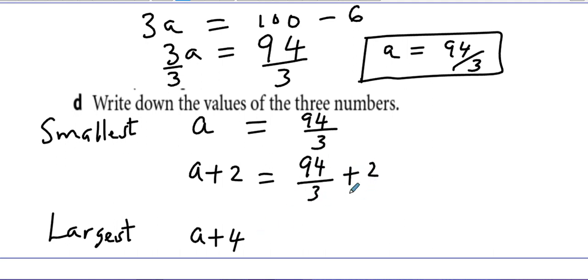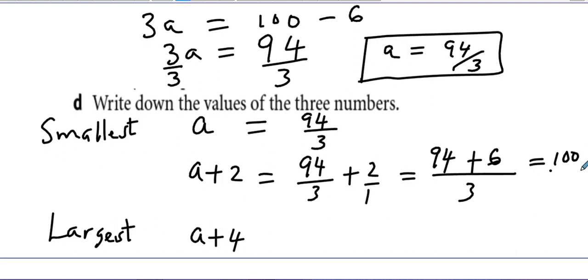So we need to find the LCM over here. So this will be the LCM of 3. 3 divided by 3 is 1 times 94 is 94. 3 divided by 1 is 3 times 2, that is 6. So when you add that, you get 100 over 3. So this is the second number.